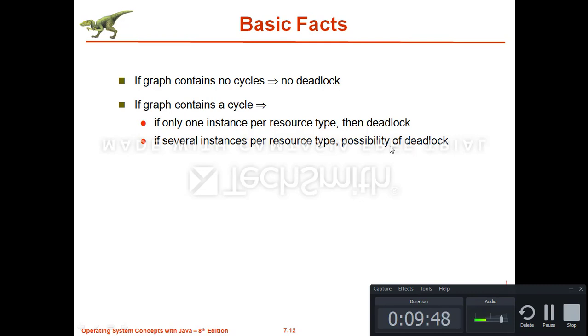So this is the conclusion. If no cycles, no deadlock. If there is a cycle, then there are two cases. If the number of instances or number of copies is 1, then the possibility of deadlock will be there. If the number of instances is more, then the possibility of deadlock will be less. We have seen this with the help of an example.